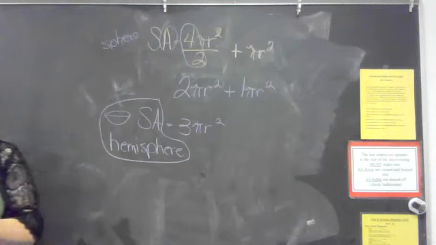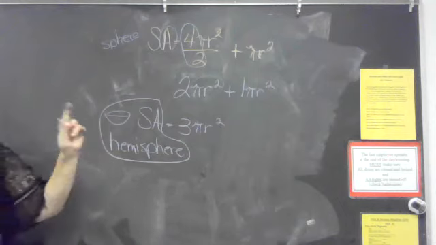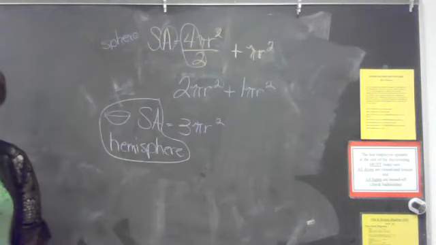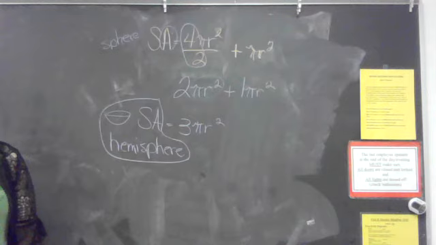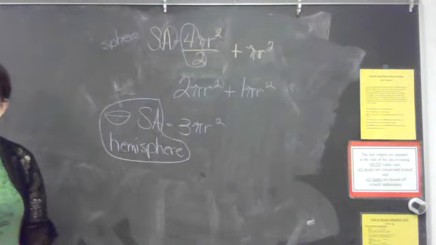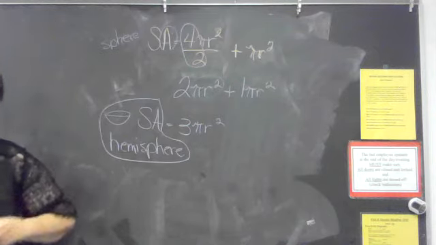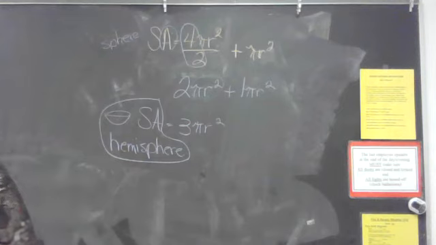It does not work for volume. Surface area and volume are two different things. For the volume, just find the volume of a sphere and divide by 2. No big deal. Surface area is different. Let me see if there's anything else.